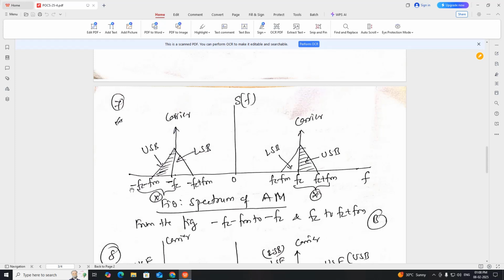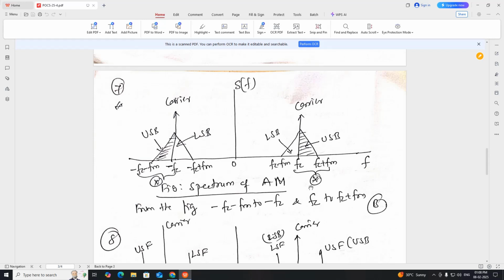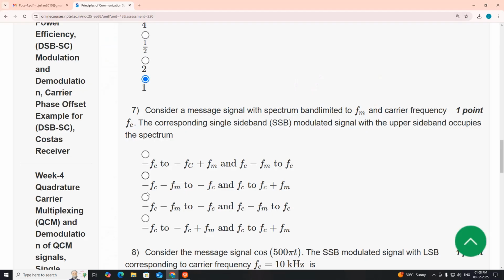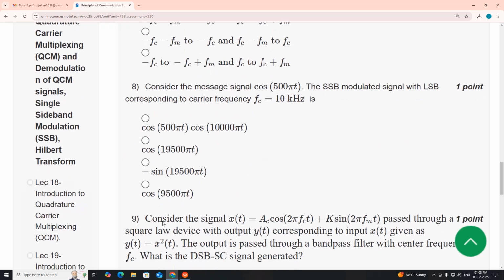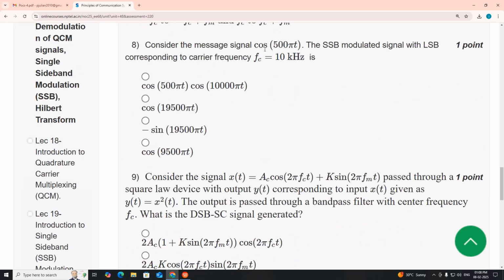So it's minus Fc minus Fm to minus Fc, and then Fc to Fc plus Fm. So that is option B: minus Fc minus Fm to minus Fc, then Fc to Fc plus Fm. Eighth one, consider the message signal. This is our message signal, cos 500 pi t. The SSB modulated signal with LSB corresponding to the carrier frequency Fc of 10 kHz is.